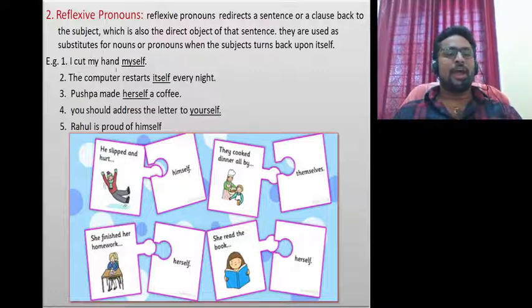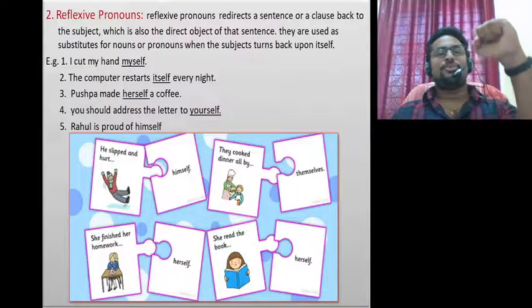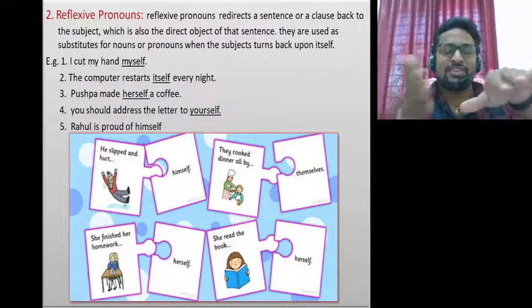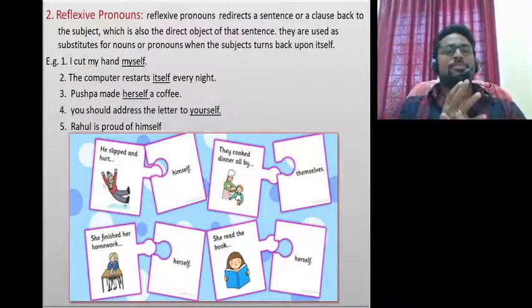I cut my hand myself. Myself is an action done by the subject. This action is again going back onto the subject. Who cut his hand? Himself, he cut his hand. So this is called a reflexive pronoun. Whatever the action performed by the subject, that action is reflected back again onto the subject.